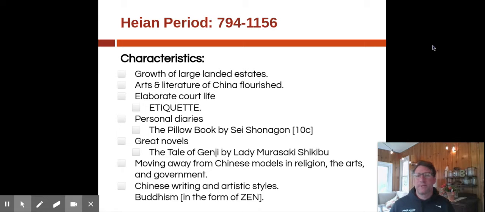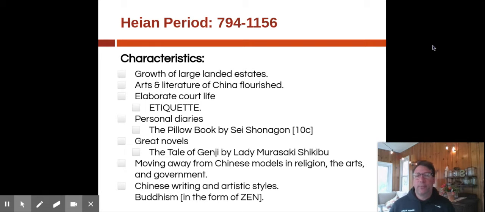The other major thing we're going to see here is early narratives being written. And you can see two of them right here. First of all, we have personal diaries like the Pillow Book, which is literally a woman's diary that explains day-to-day life during the Heian period, which then is printed and sold later on.